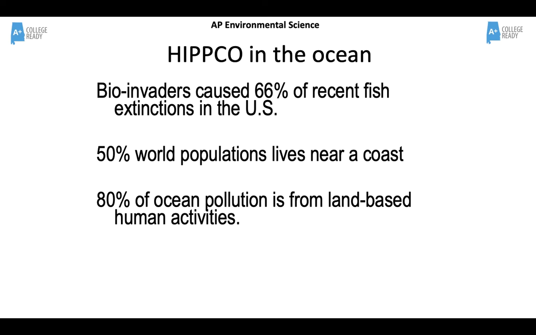Bioinvaders cause 66% of recent fish extinctions in the U.S. 50% of world populations live near a coast. 80% of ocean pollution is from land-based human activities, which is surprising to some students. They would like to say it's oil spills or cruises that dump trash or human waste, but by far the leading cause of ocean pollution is going to be runoff. Those are non-point sources of water pollution that have resulted in things such as the dead zones at the mouth of the Mississippi River in the Gulf.